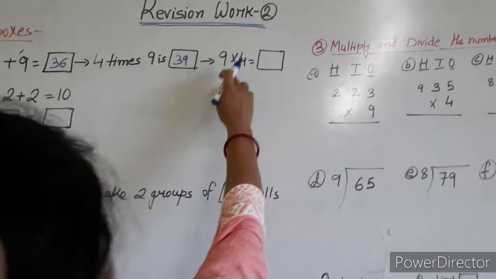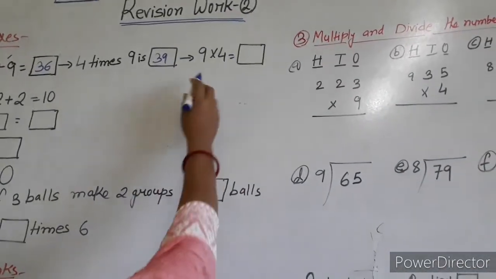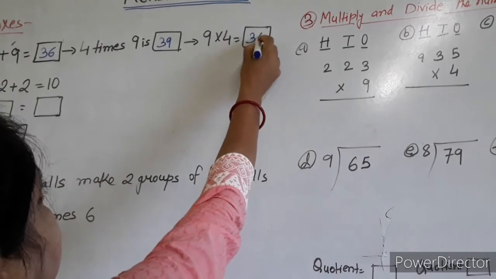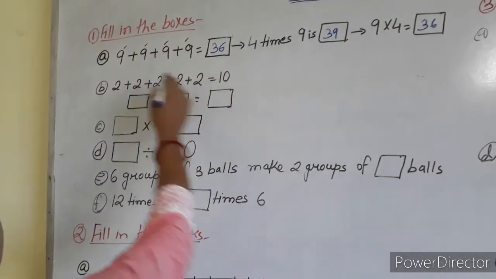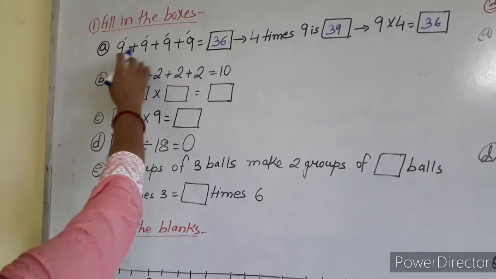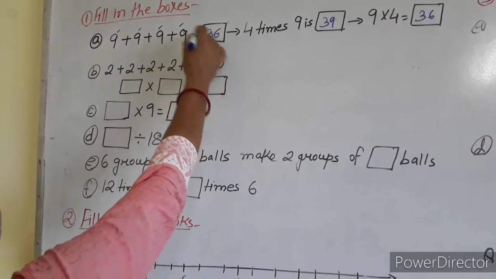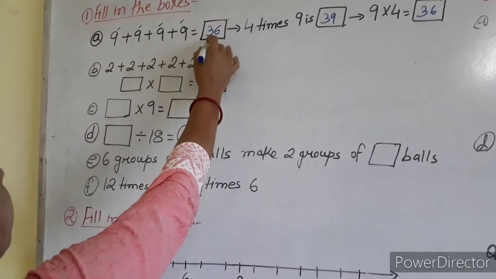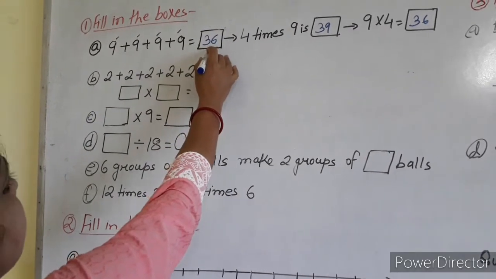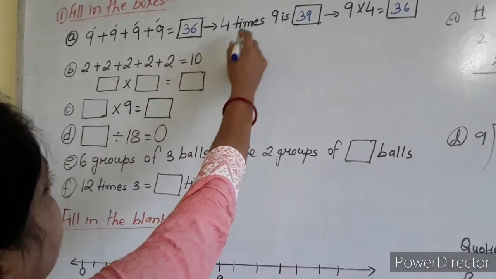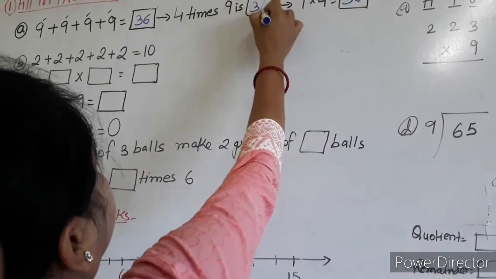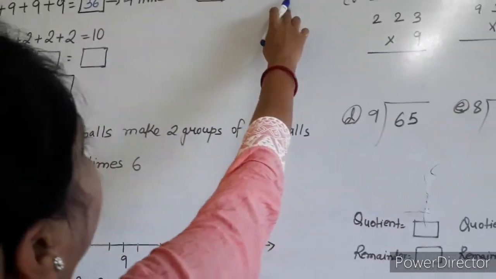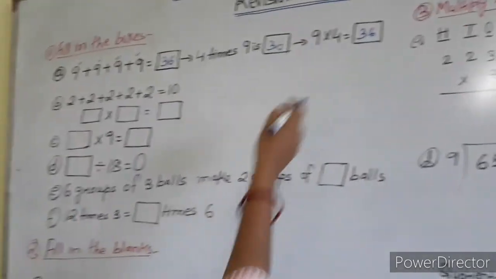Or 9 into 4. 9 into 4 is 36. So many ways you can write this. If you add the 4 nines, the number is 36. You got 36, the answer is 36. And 4 times 9 is also 36, and 9 into 4 is 36. This way you can do.